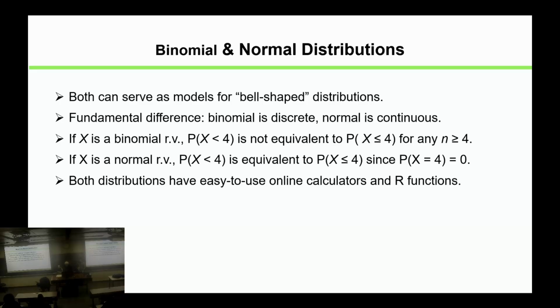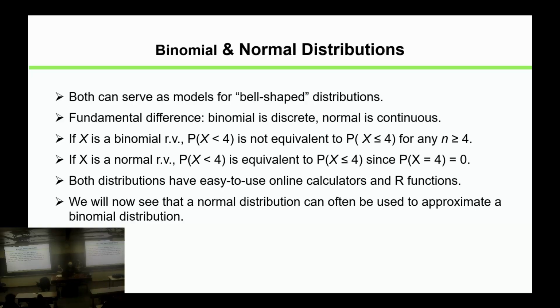Okay. So both of these distributions have easy-to-use online calculators and R functions. They also have tables and that kind of thing. But now what we're going to do is see that we can use this normal distribution to approximate a binomial distribution. And let's just take a look at how we're going to go about doing this.